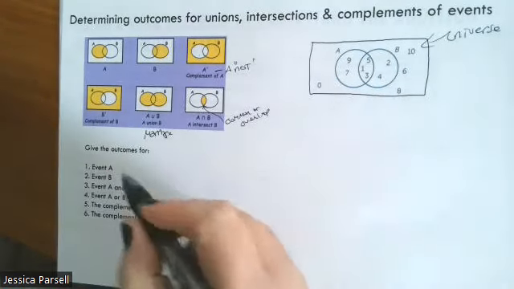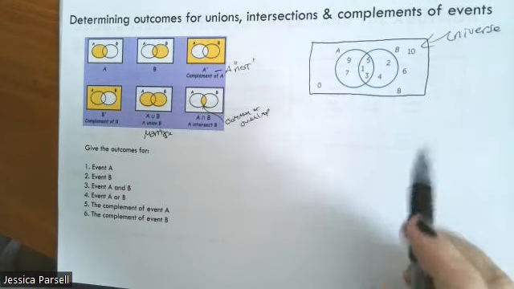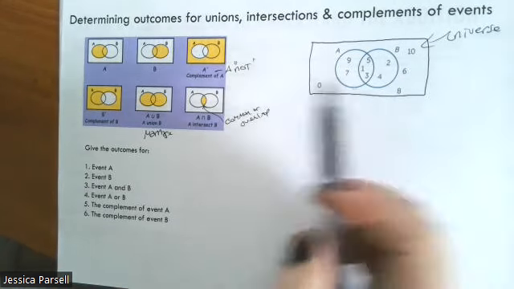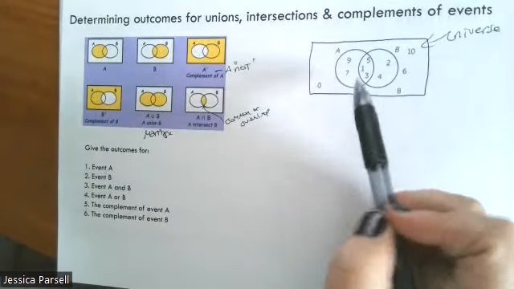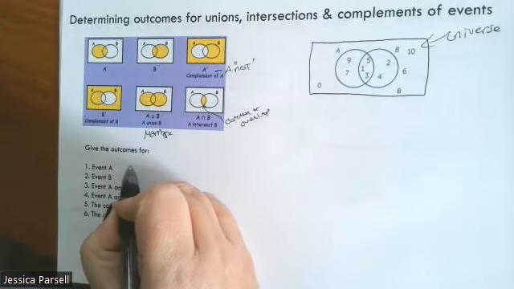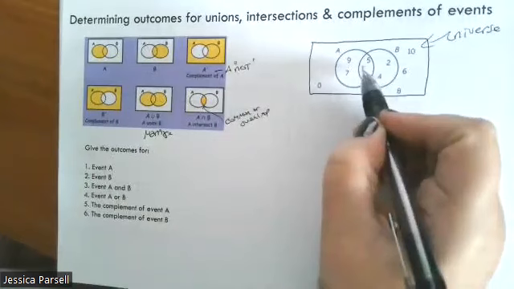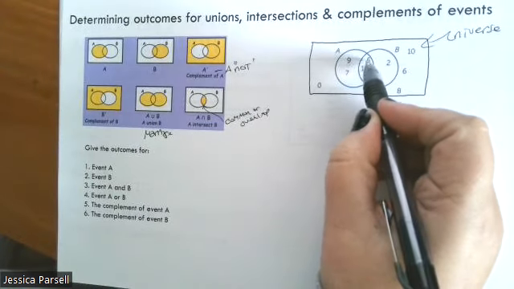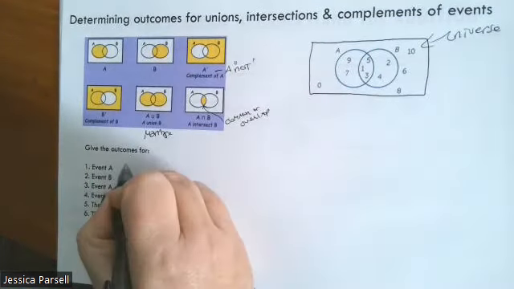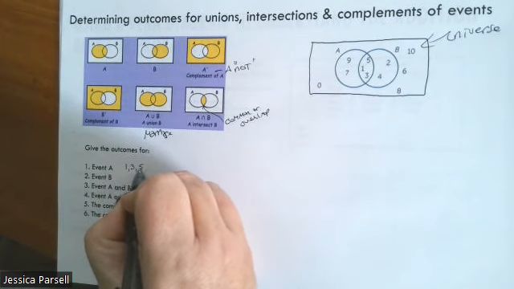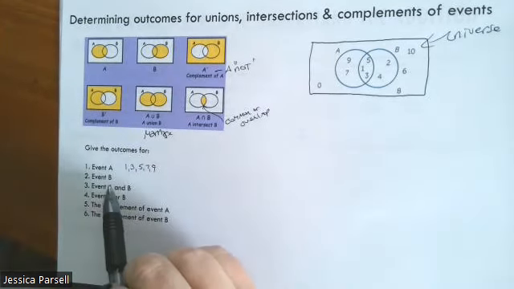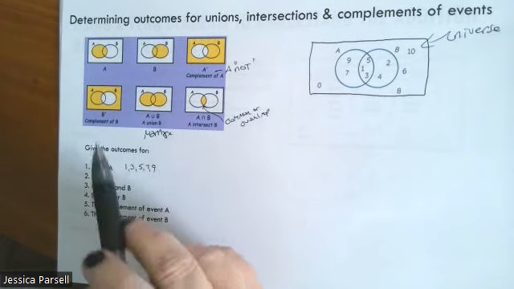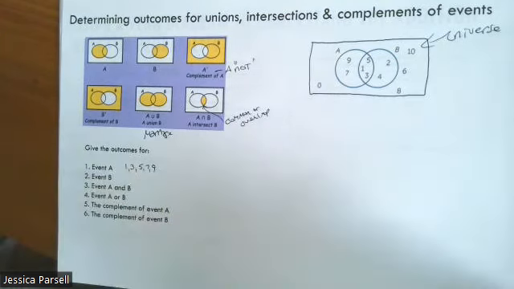So let's go through event A. Event A is, if you think about this, here's A, everything in that circle here that's yellow. So we're going to write that out as 1, 3, 5, 7, and 9. Now pause the video and go through and figure out what event B is and finish the rest of these questions. See how you do.